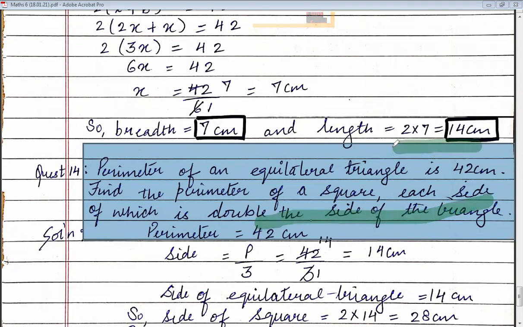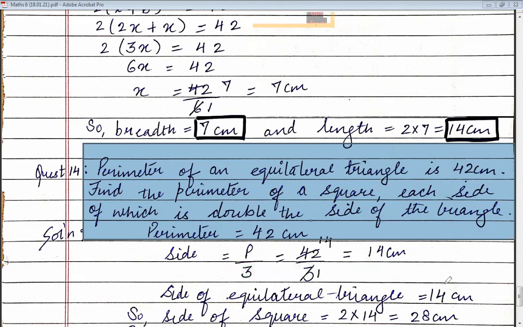So now children, you just have to use the equilateral triangle. The perimeter of the equilateral triangle is 42 centimeter. And now children, recall how we can find the side. Yes, you are right, you just have to divide the perimeter by 3. So it is 42 divided by 3. So your answer is 14 centimeter. So the perimeter of the equilateral triangle is 42, and according to that, your side is 14 centimeter.